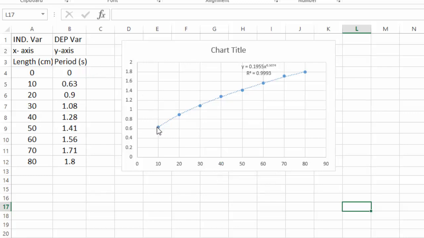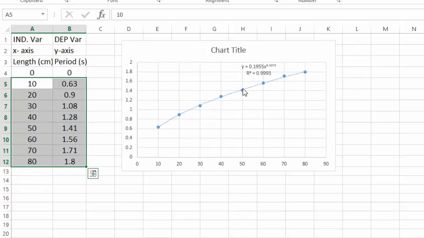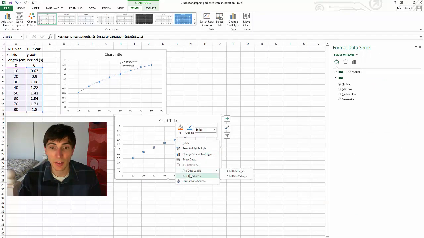Now, for some reason, when you plug the point 0, 0 into Excel, Excel doesn't like working with 0 raised to some power, or negative numbers raised to some power. So if you put in a 0, you will find Excel will not calculate a trend line. So I have to select the data that is everything but 0, and insert a scatter plot. You're seeing what I did in order to see that graph.